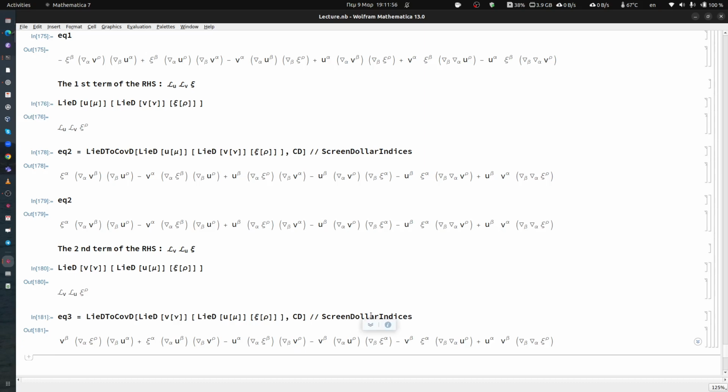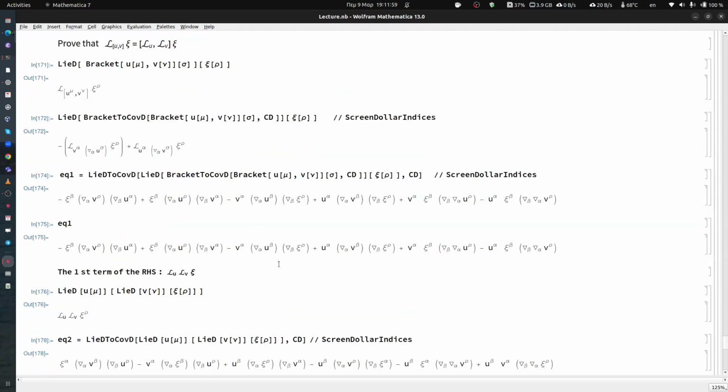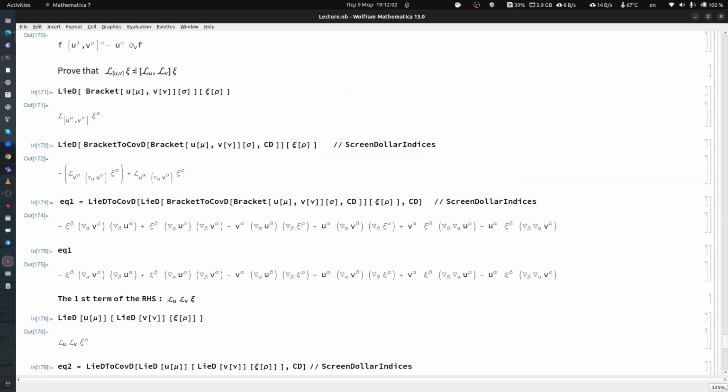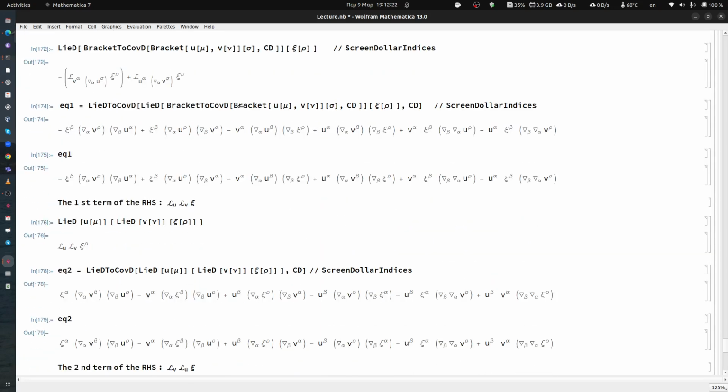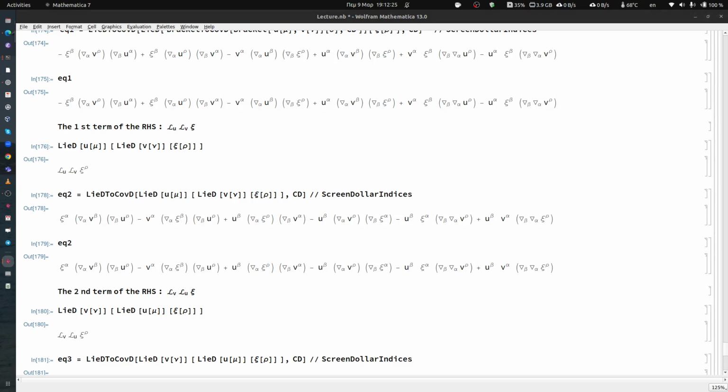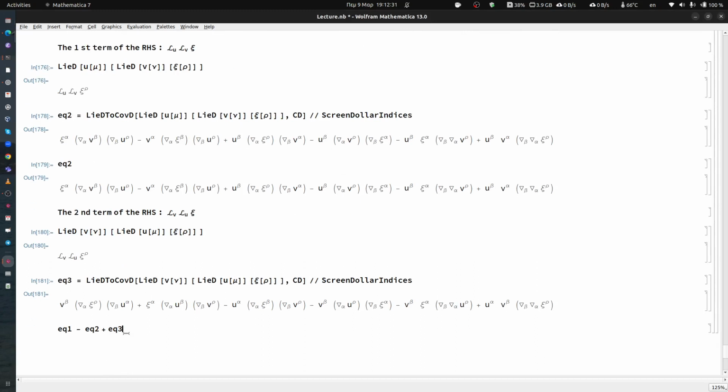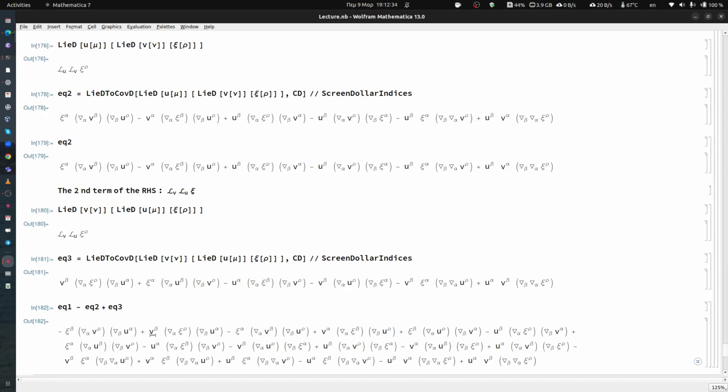So in order to show that this is 0, all we have to do is to show that this minus this is equal to 0. So what we have to do is to form the expression equation 1 minus equation 2 plus equation 3. And that is all the mess there.